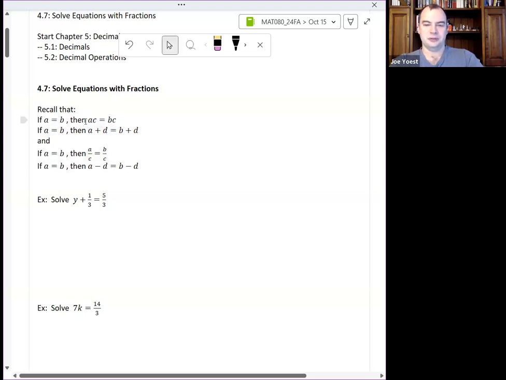We had two statements here that if A equals B, then we can multiply both sides by, say, a number C to get AC equals BC, or we could divide both sides by the number C to get A over C equals B over C. And similarly, if we have A equals B, then we can add a number D to both sides to get A plus D equals B plus D, or we could subtract a number D off both sides to get A minus D equals B minus D.